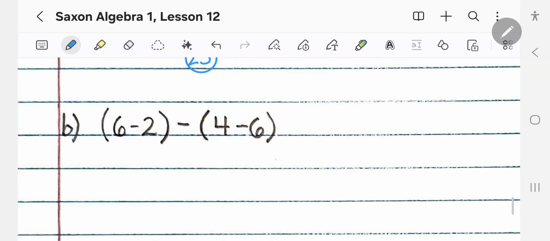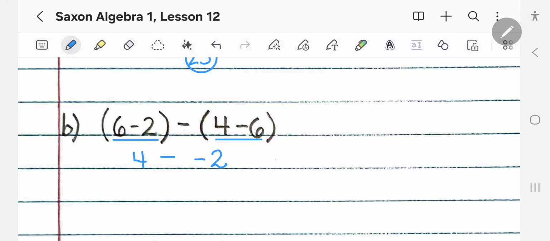B. Symbols of inclusion, symbols of inclusion. 6 minus 2 is 4. And I wrote the parentheses, but there's not a multiplication indicated, so I don't think I need those. I can bring down the minus. 4 minus 6 is -2.